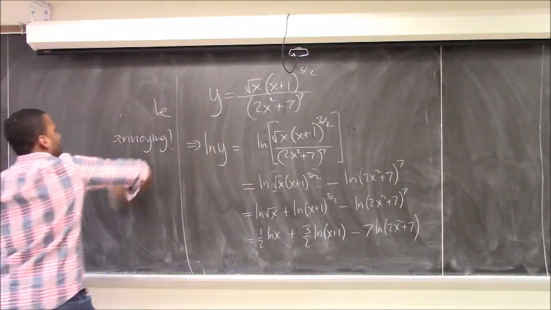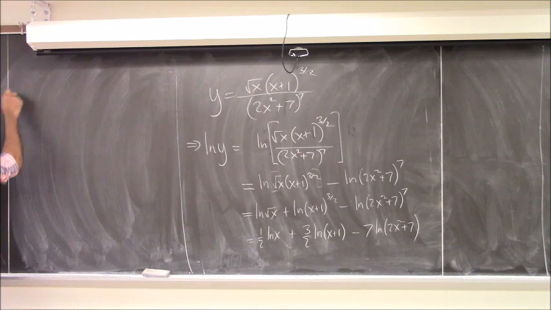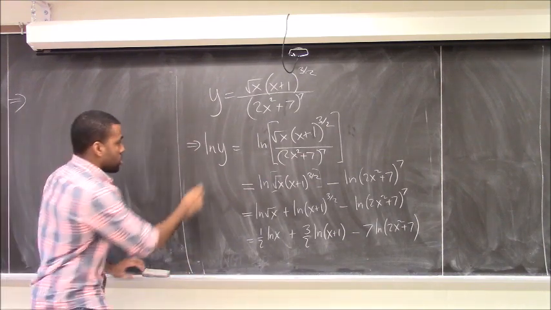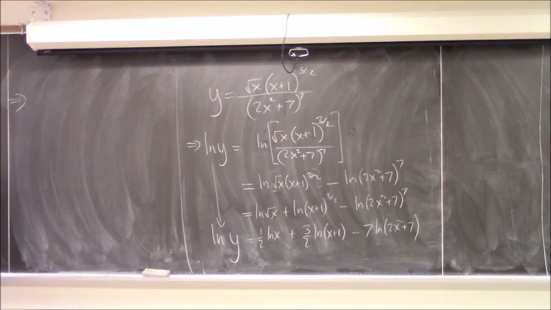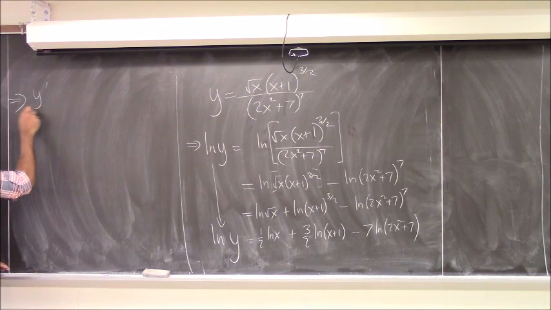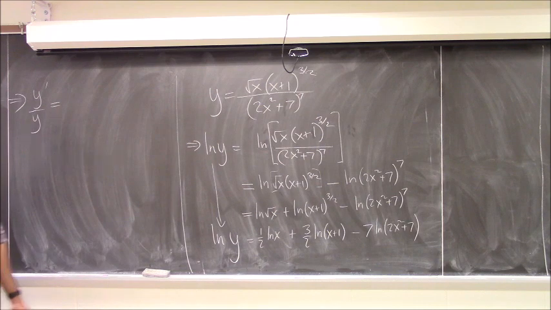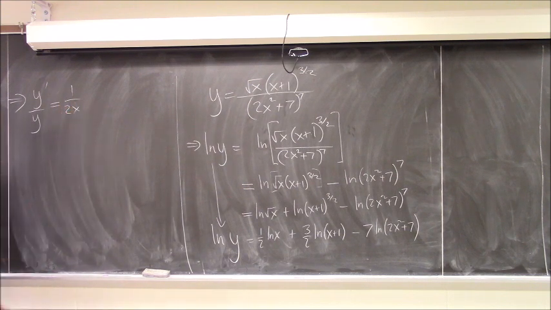So what we would get then is, at this point I'm going to differentiate both sides. So remember there's an ln y over here. I will differentiate both sides implicitly with respect to x. The derivative of ln y would be y prime over y. What's the derivative of half ln x? 1/2 times 1 over x, right? Differentiating ln, so that's 1 over 2x.